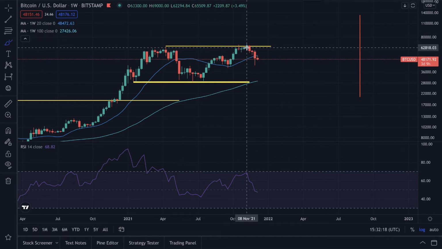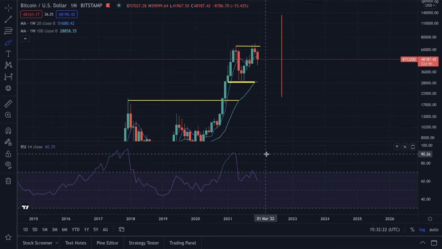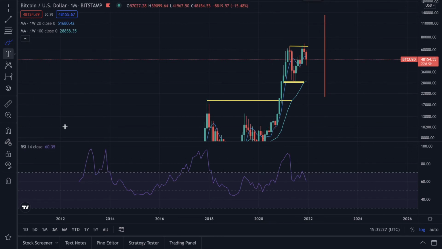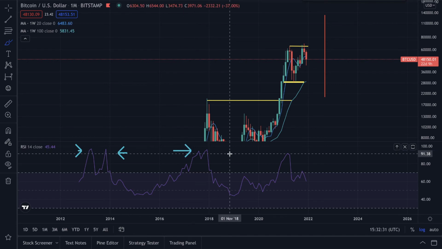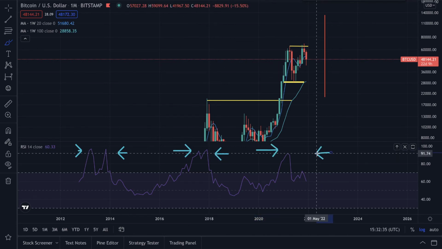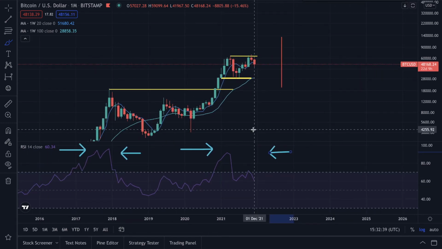I think regardless, Bitcoin still has a lot of room to grow. Again, we look at the monthly RSI. The monthly RSI is at 60.35. And we tend to make two peaks, right? I could be wrong, but considering the last two cycles have made two peaks on the RSI, that makes me believe there should be one this time around as well, where we come up to the high 80s, low 90s RSI.